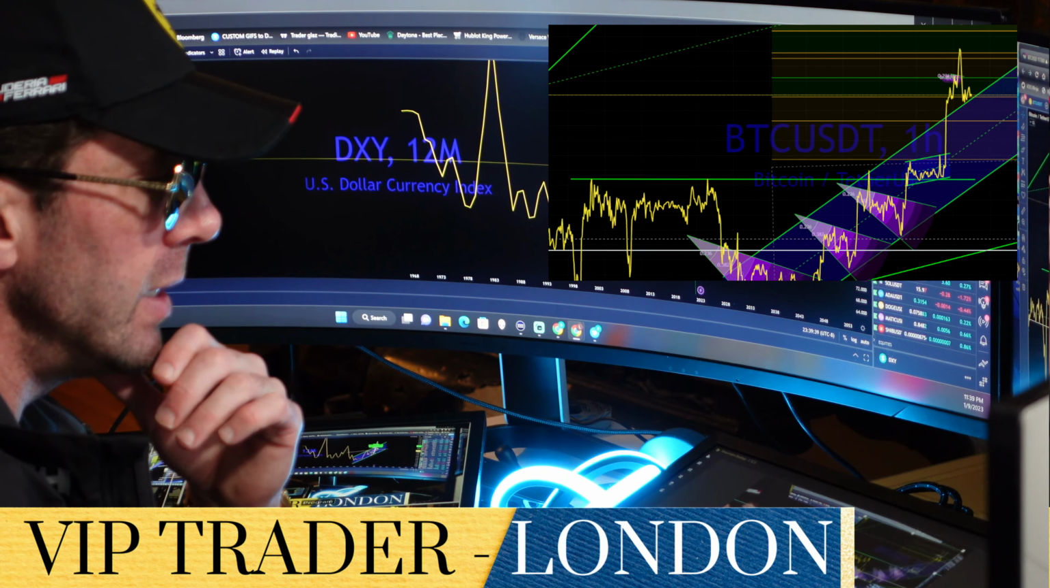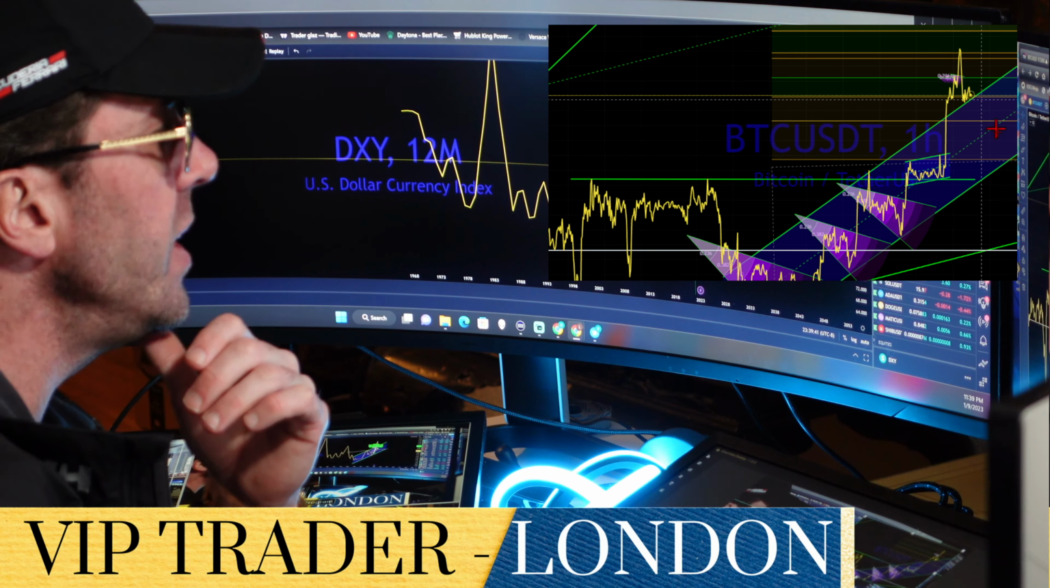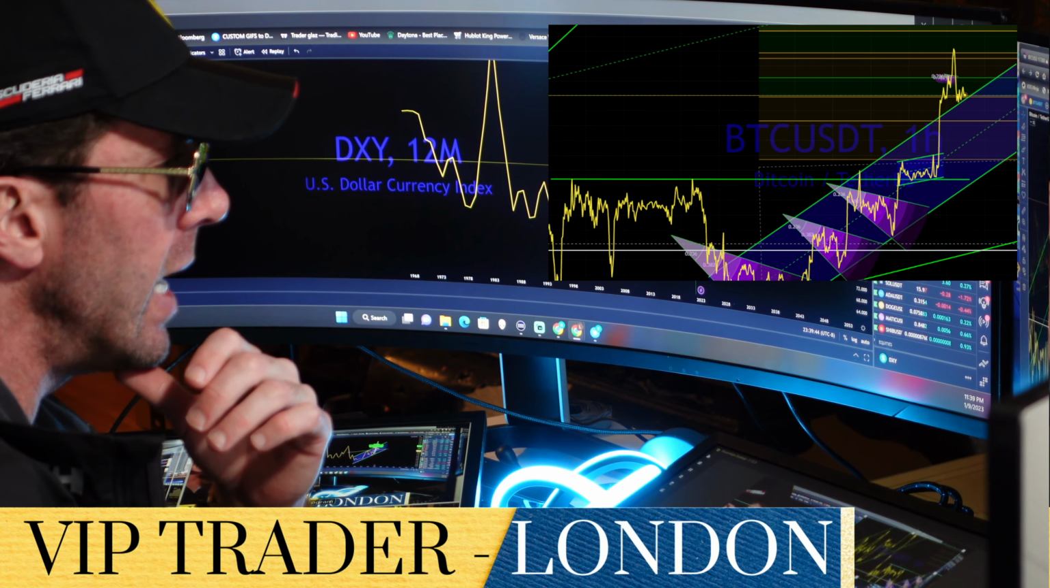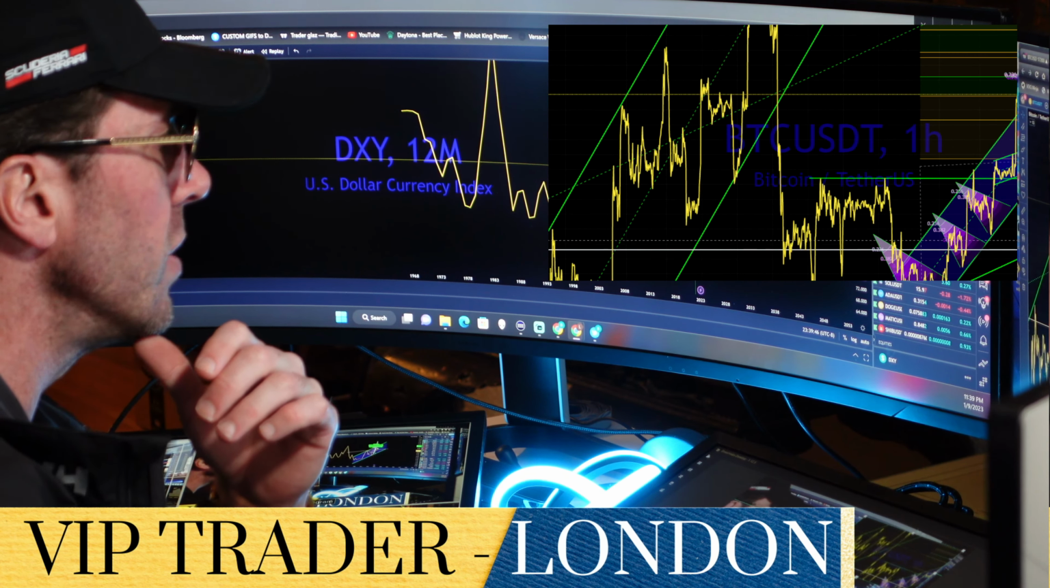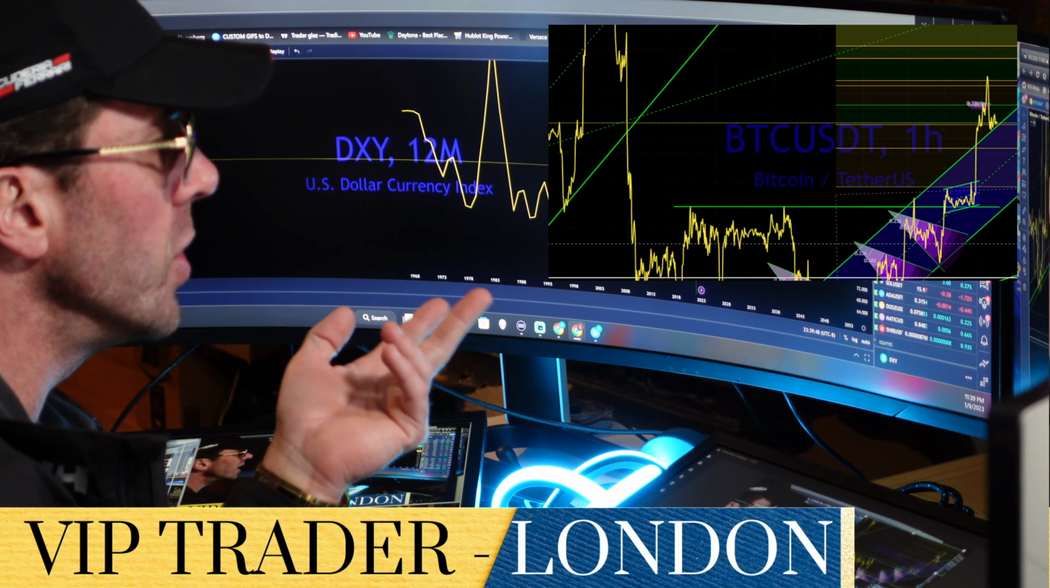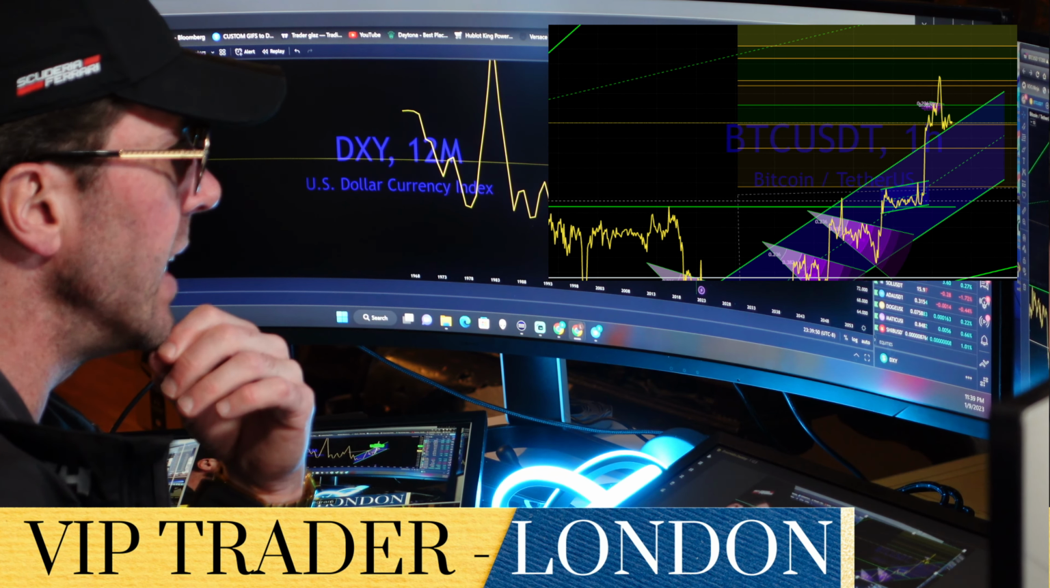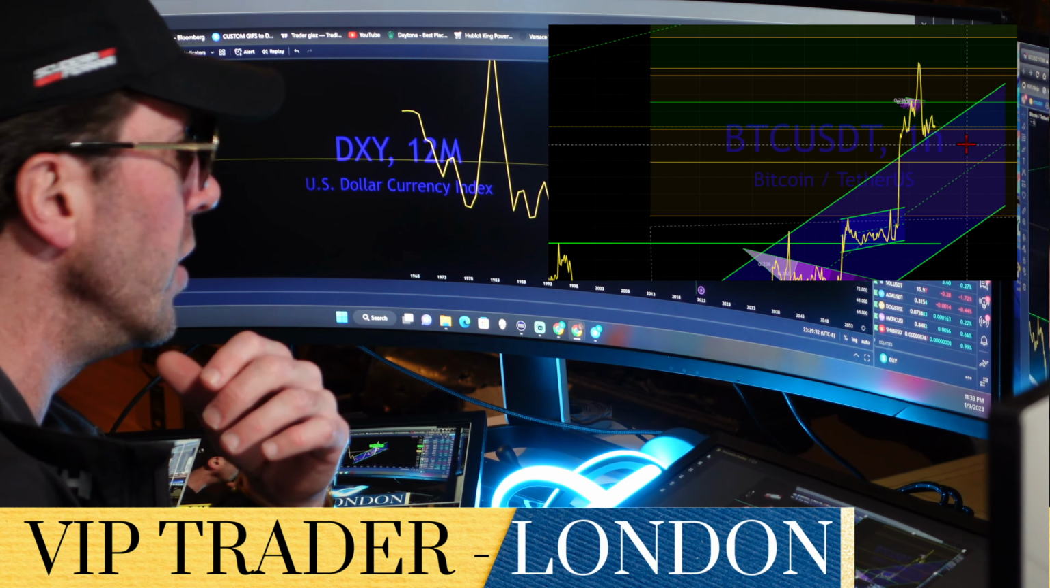So let's look at this feature again, just to remind everybody that this is not financial advice, and we'll just tell you right now you're underneath the 20 moving average. That's the key focal, the 20 moving average on the hourly.